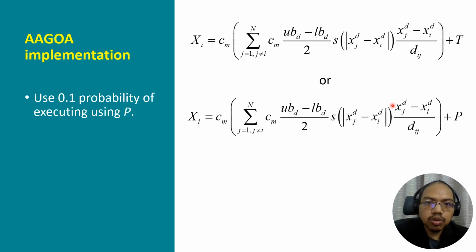So we are going to use probability, which in this case, we are proposing to use 0.1 probability to implement the equation with P. So we're going to implement this equation, but before that, we are going to calculate the probability. 0.1 probability to use this equation, otherwise we're going to use this equation.